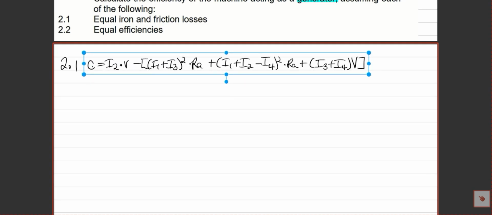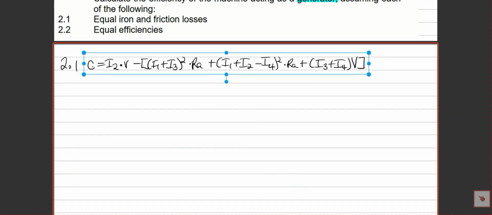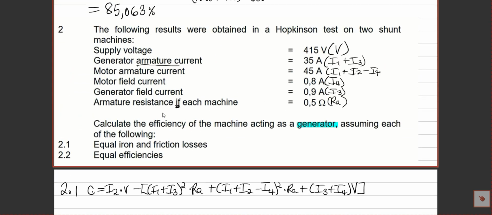So our first step is to find C. After we find C, we want to substitute it into the formula for efficiency of a generator. So for equal iron and friction losses, first step, find C. Second step, find your efficiency for that machine. Now you will notice for this method, we don't have I2. So we then need to work on finding I2.